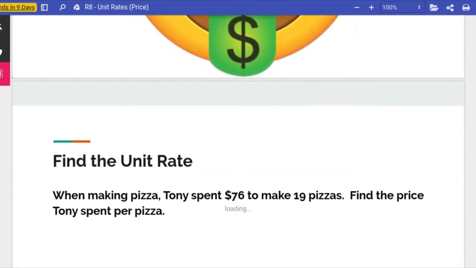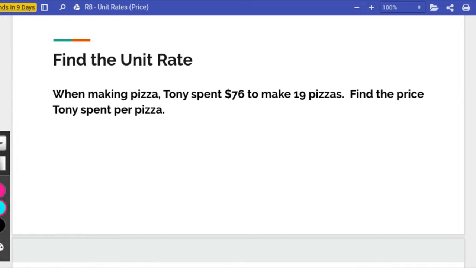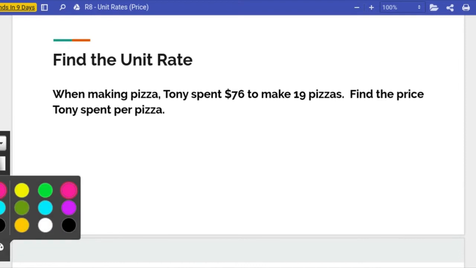So let's get started. Here's our first problem. When making pizza, Tony spent $76 to make 19 pizzas. Find the price that Tony spent per pizza. That word per indicates that I'm trying to find a unit rate. I know how much Tony spent for 19 pizzas, but I want to scale that all the way down to 1. I want to find out how much Tony spent on 1 pizza.